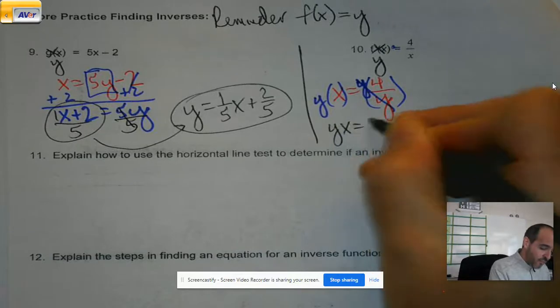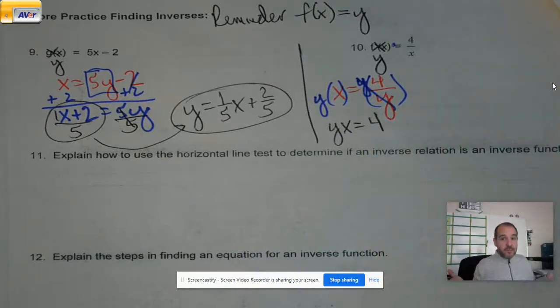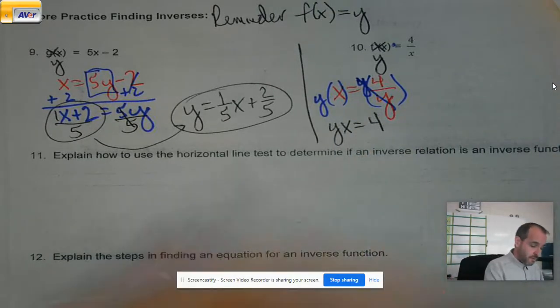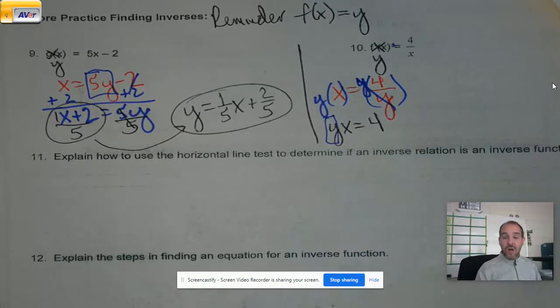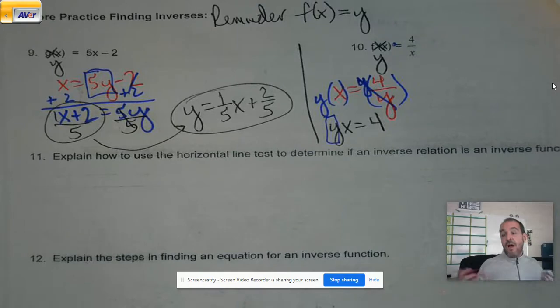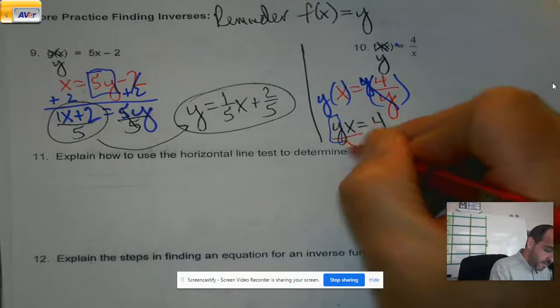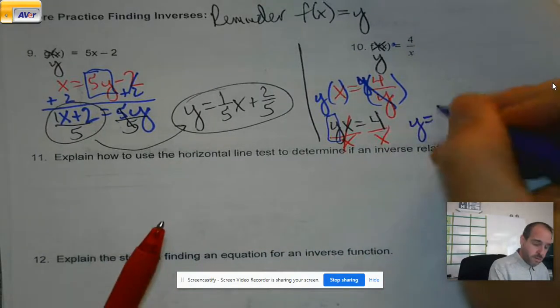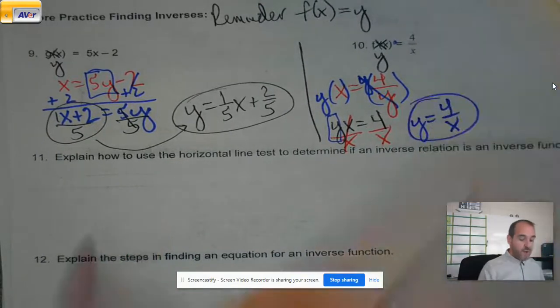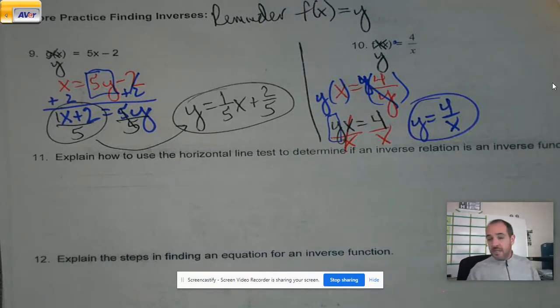yx equals 4. But y is not solved for yet. I need y alone. So how do I get it alone? What am I doing to it? I'm multiplying it by x. How do I undo multiply? Divide. And there's no other fancy way to write this. I can't write it as 4x. I can't write it as 1/4 x because the 4 is up top. So that would be my answer.